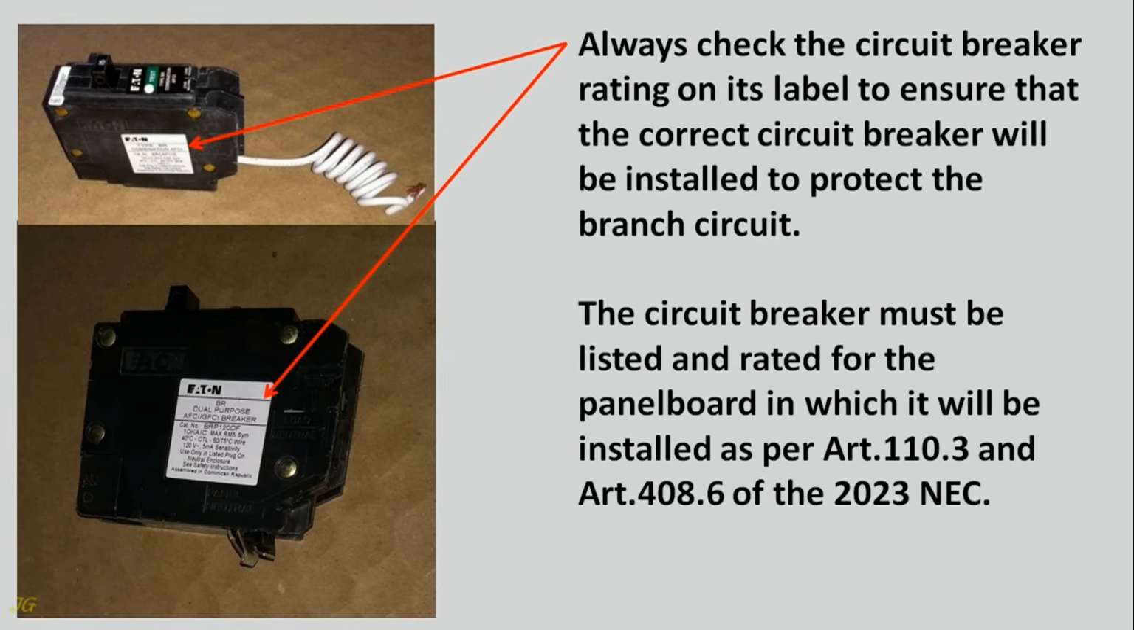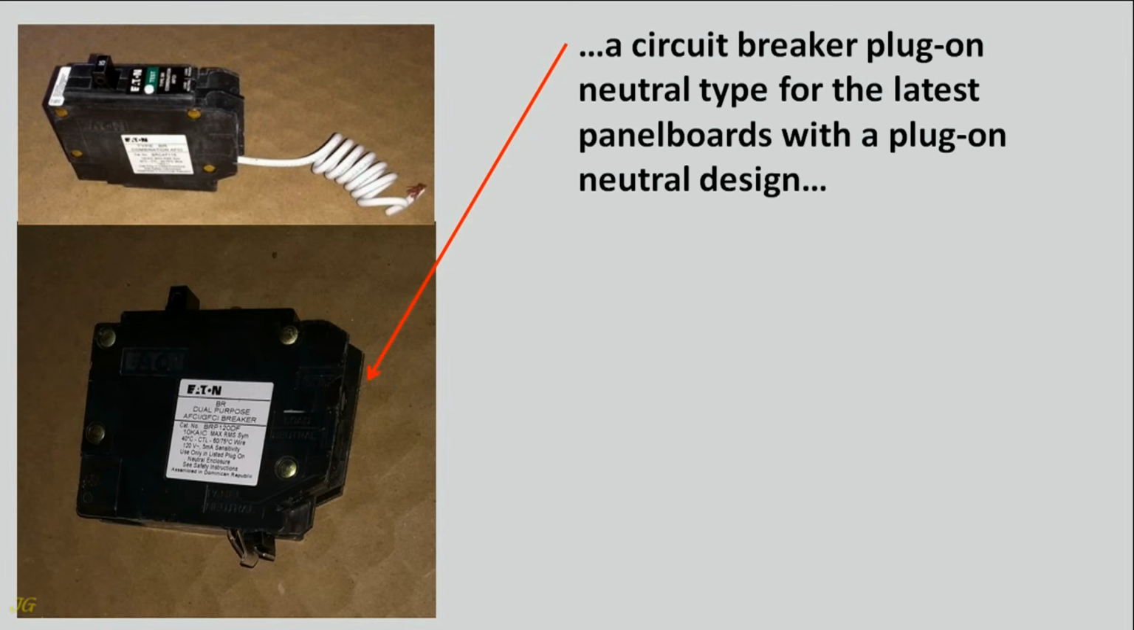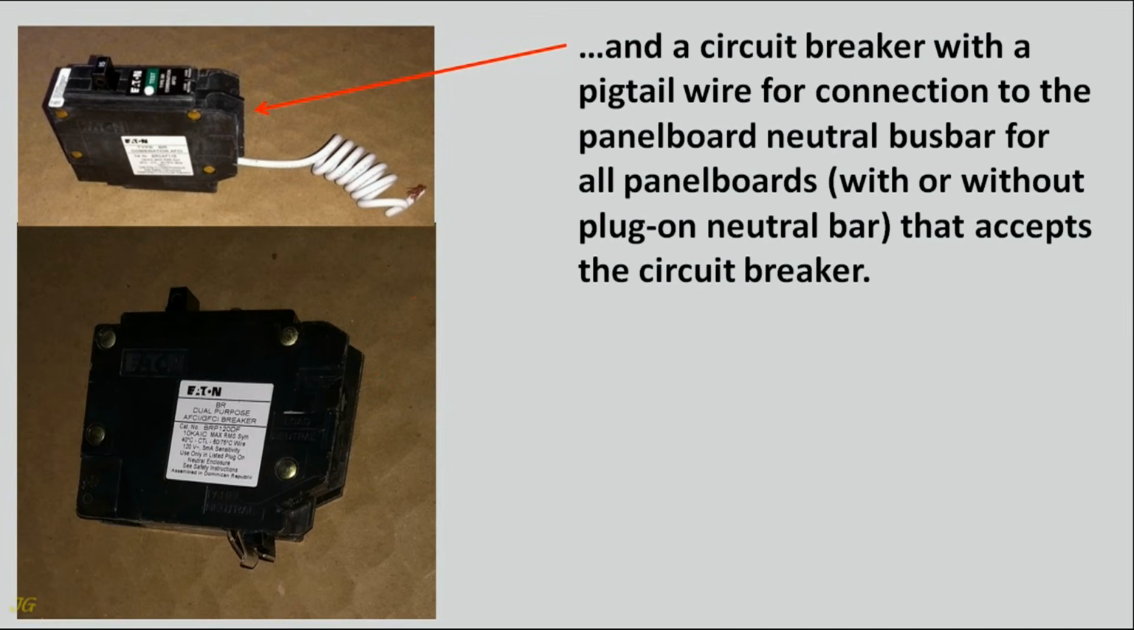The circuit breaker must be listed and rated for the panel board in which it will be installed as per Article 110.3 and Article 408.6 of the 2023 NEC. Two types of AFCI circuit breakers are available. A circuit breaker plug-on neutral type for the latest panel boards with a plug-on neutral design, and a circuit breaker with a pigtail wire for connection to the panel board neutral bus bar for all panel boards, with or without plug-on neutral bar, that accepts the circuit breaker.